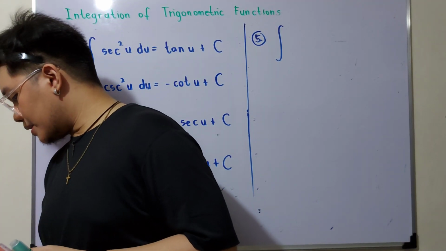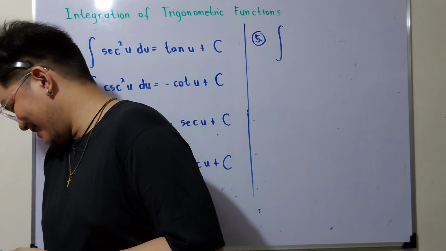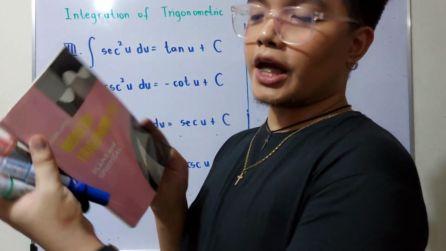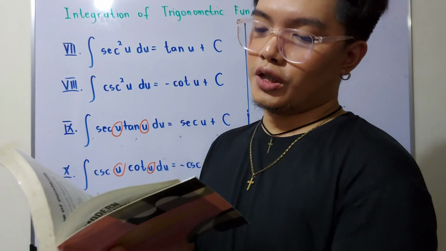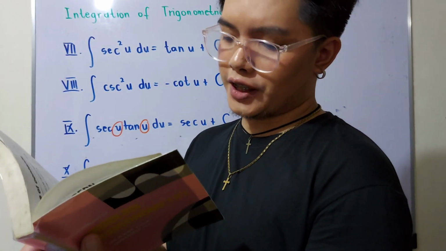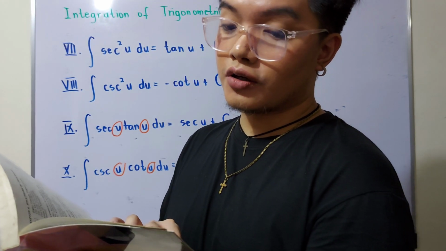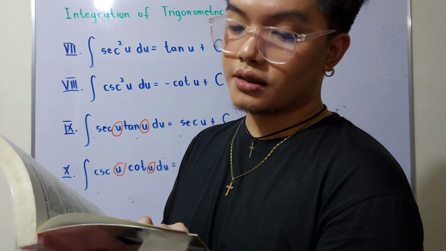Alam nyo guys, nakakamiss mag-aaral. So, ito yung modern trigonometry rin ni Feliciano and Uy. Talagang favorite ko talaga sila Feliciano and Uy. So, kuha tayo ng trigonometric identities.